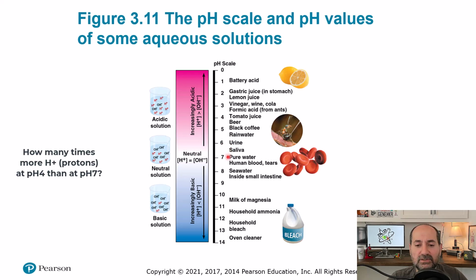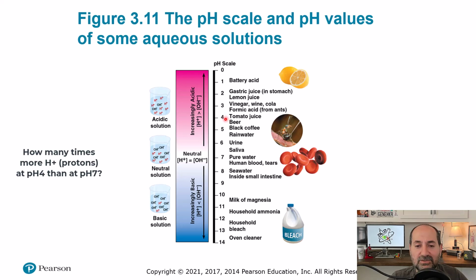Remember, each step is what? From 7 to 6, what's happening to your proton concentration? Remember from chapter 3, if you don't recall this, watch the video for chapter 3 where we talk about pH on the board. When you go from pH 7 to pH 6, that's 10 times the proton concentration. So pH 6 has 10 times the proton concentration of pH 7. And then from pH 6 to pH 5, that's another 10 times the proton concentration. And from pH 5 to pH 4, that's another 10 times the proton concentration.